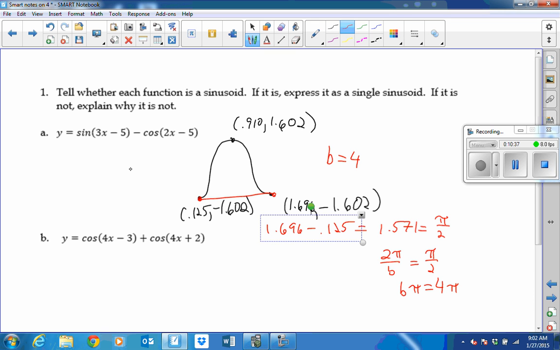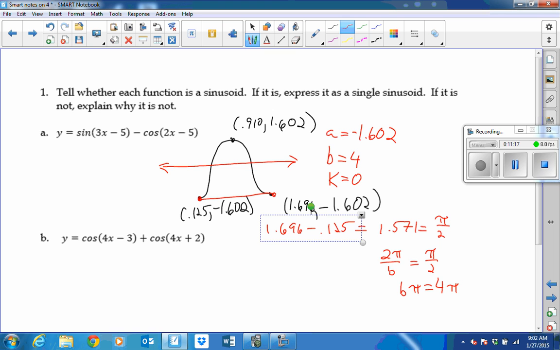Now, the other thing to look at is what's happening with our amplitude, with our maximum and our minimums. Well, our minimum goes to negative 1.602 and our maximum goes to positive 1.602, so our midline is y equals 0. So that means that k is 0 because this hasn't shifted vertically up or down. So we know b, we know k, and we know our amplitude. Now we have to think, we're doing an upside down cosine function, so in this case our amplitude, or a, is going to be negative. Our amplitude is negative 1.602.